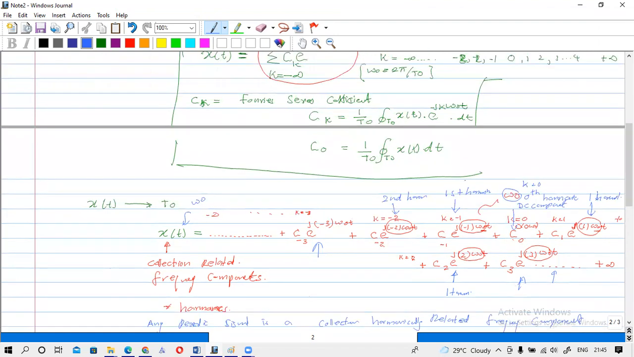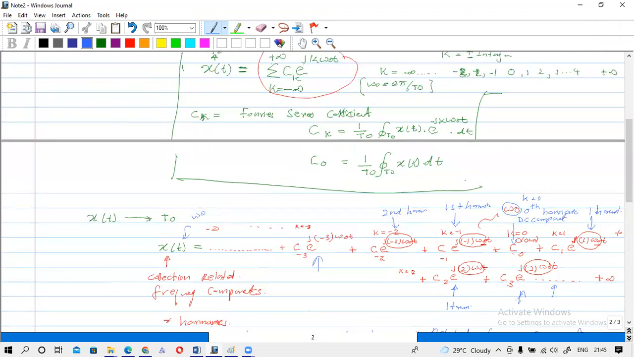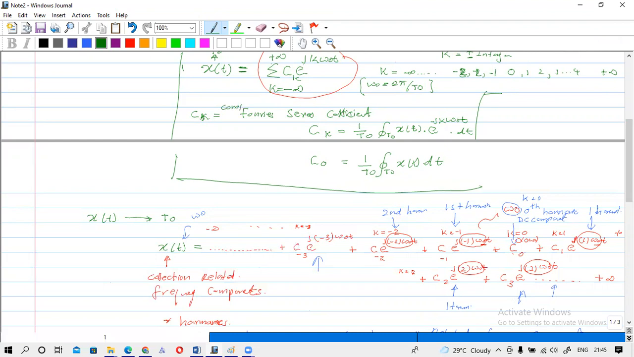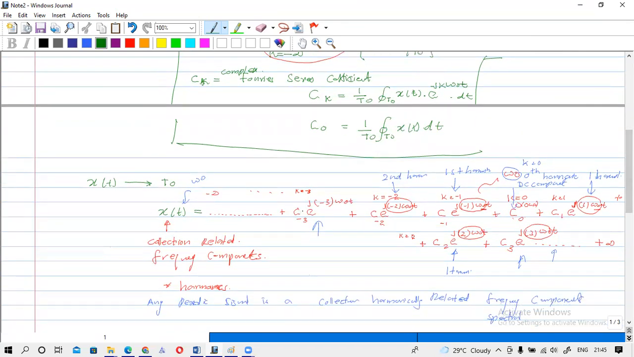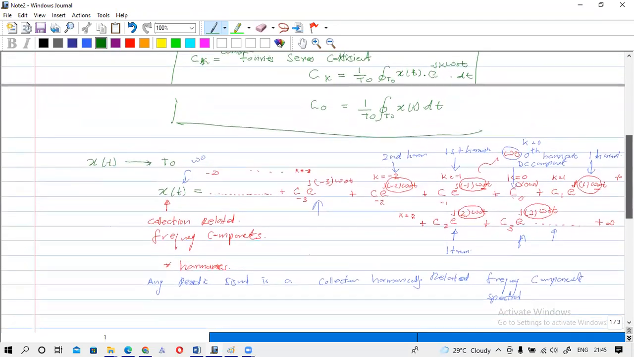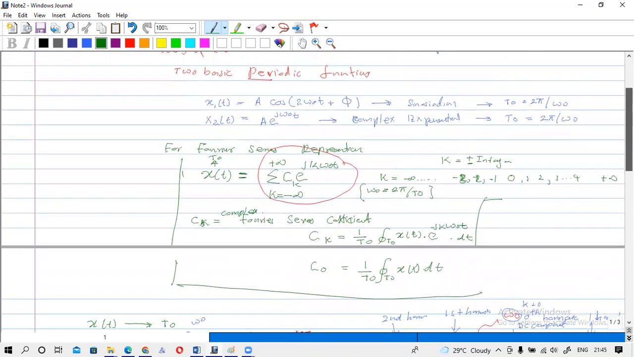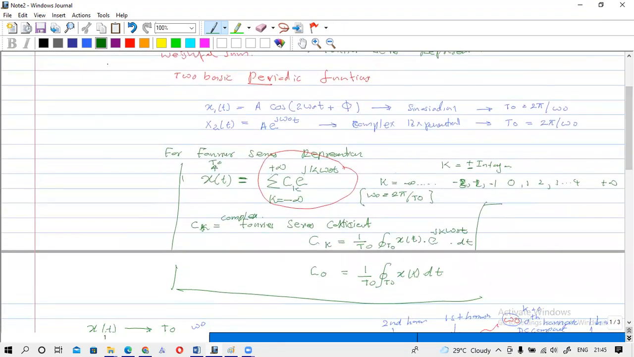Another thing is that these Fourier coefficients, normally we call them complex Fourier series coefficients. Why do we call them complex? Because these coefficients can be complex numbers. I'm sure that you have learned the concept of complex numbers in your mathematics module. Any complex number can be represented as x plus iy, where y is the imaginary part and x is the real part.